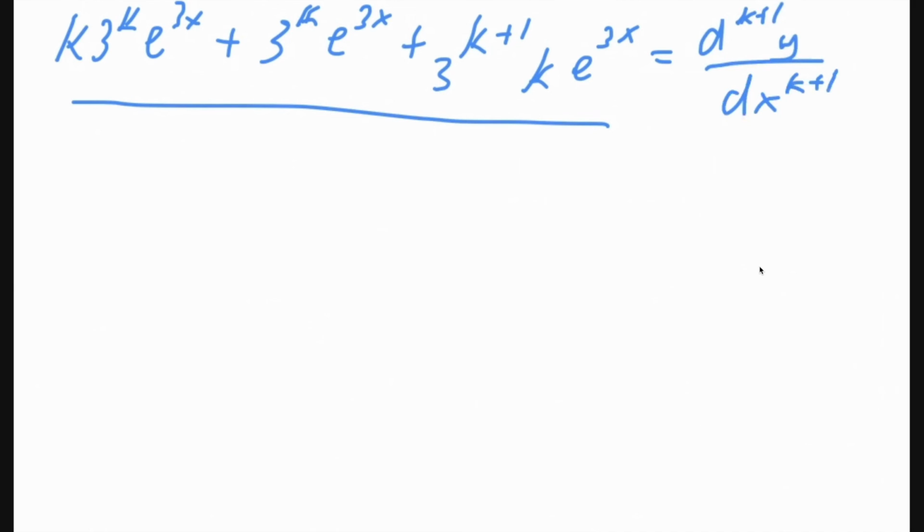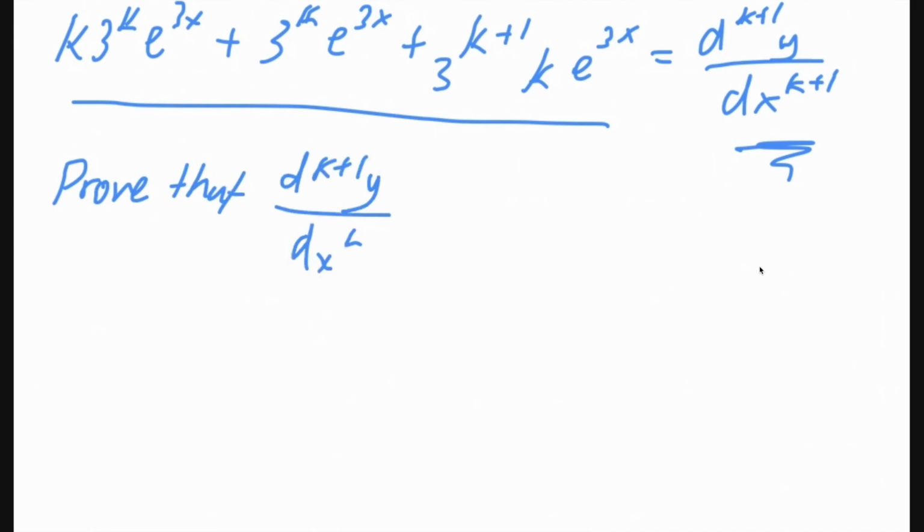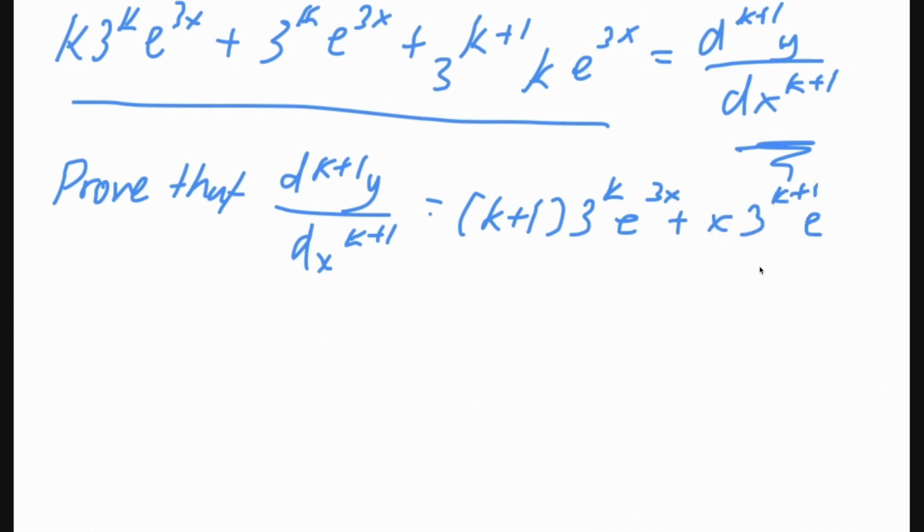All right, and what is the expression that we want this to be equal to? Well, the expression that we wanted to originally prove this to be equal to is k plus 1 times 3 to the k times e to the 3x, plus x times 3 to the k plus 1 times e to the 3x.